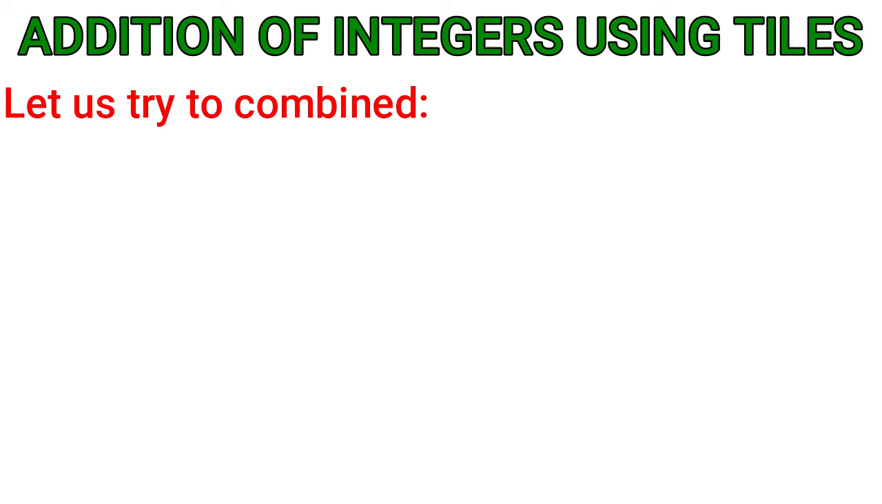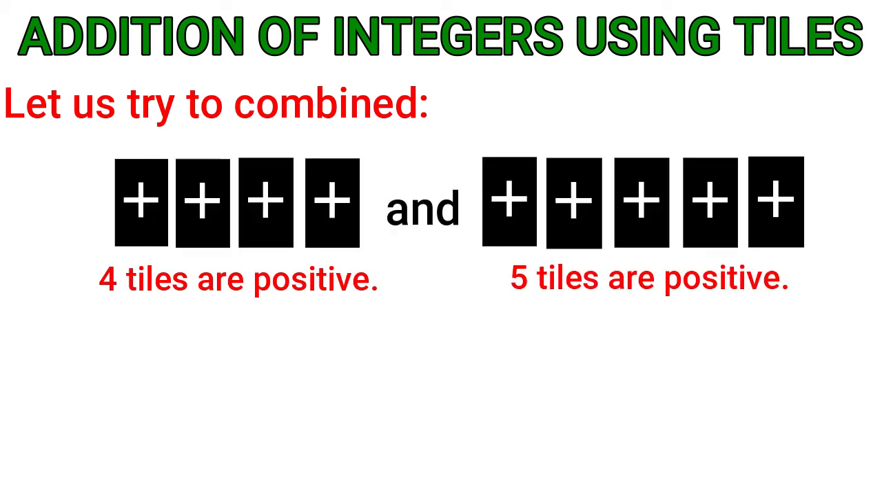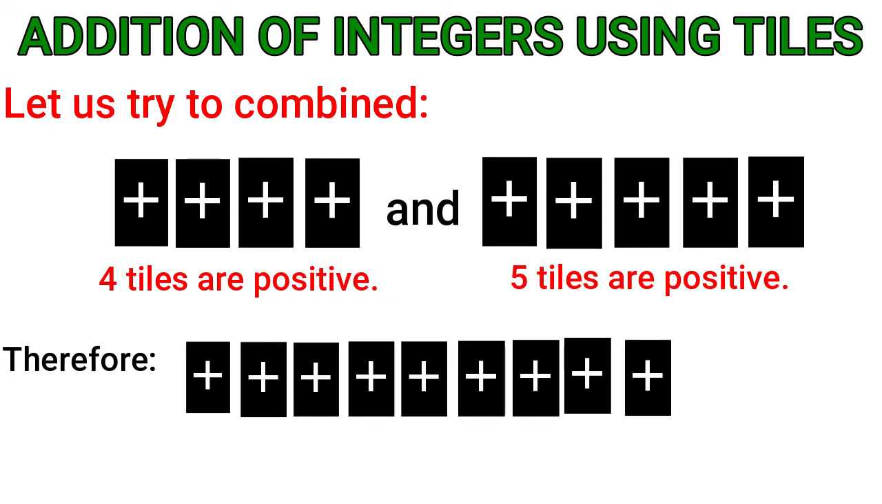Let us try to combine 4 positive tiles and 5 positive tiles. As we can see, the set of 4 and 5 tiles are the same positive. We will simply add the positive sets of tiles. Therefore, it will appear as 9 positive tiles. In symbols, positive 4 plus positive 5 will give us positive 9.